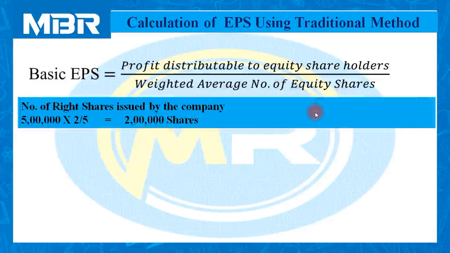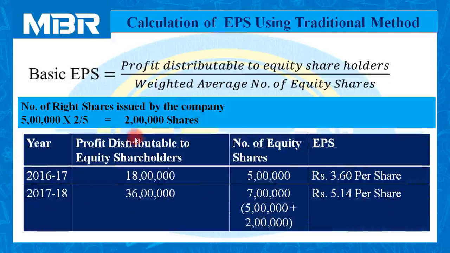Number of right shares issued by the company: 5 lakhs multiplied by 2 divided by 5, because the ratio of right issue is 2 right shares for every 5 equity shares held. So 5 lakhs multiplied by 2 divided by 5 is equal to 2 lakhs shares. Now, if you follow the instructions given in the question, you can easily calculate EPS.